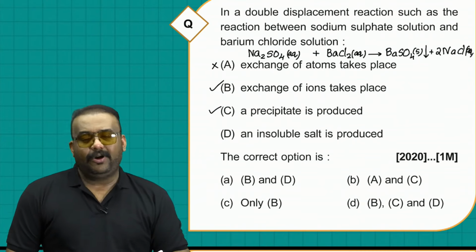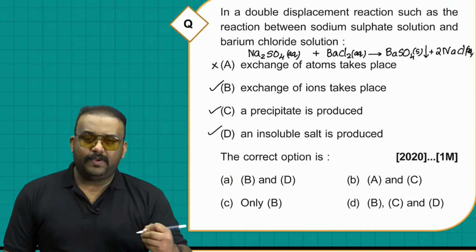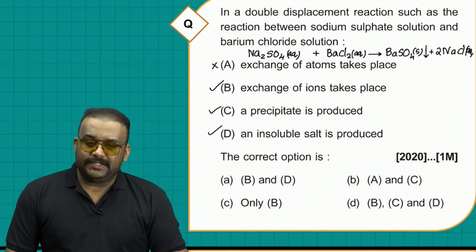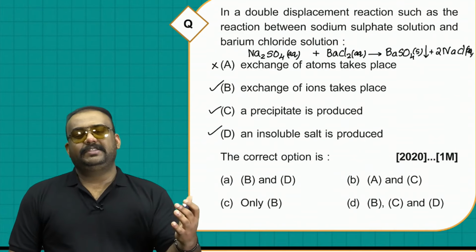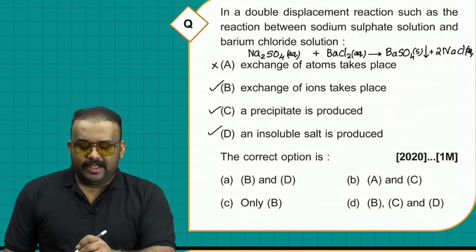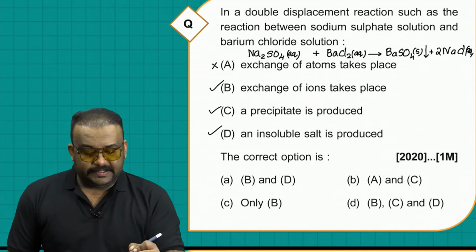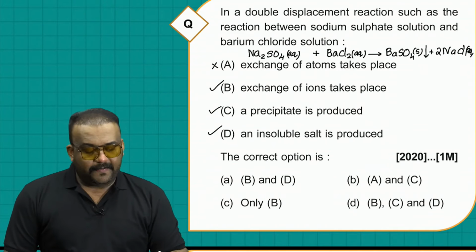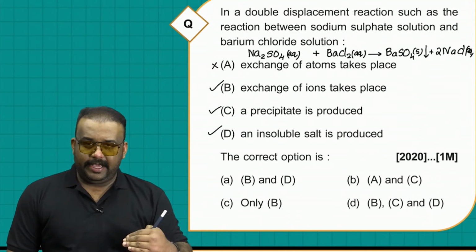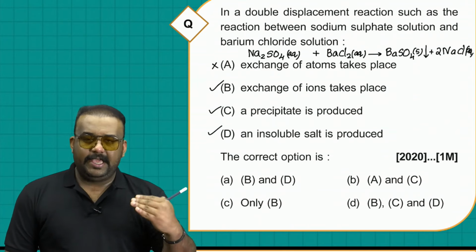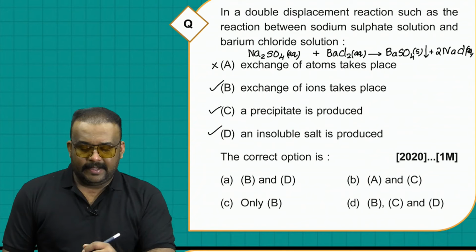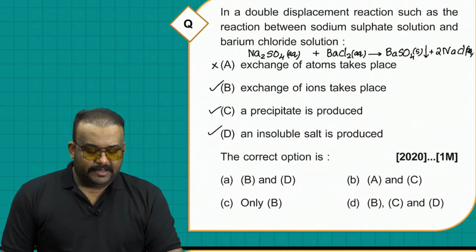Then an insoluble salt is produced. That is again true, because barium sulfate is insoluble in water, so it results in the formation of that precipitate which is white in color, which is barium sulfate. So out of all the four options A, B, C, D, we can see B, C and D are correct. Therefore, the correct option of this question is option D.